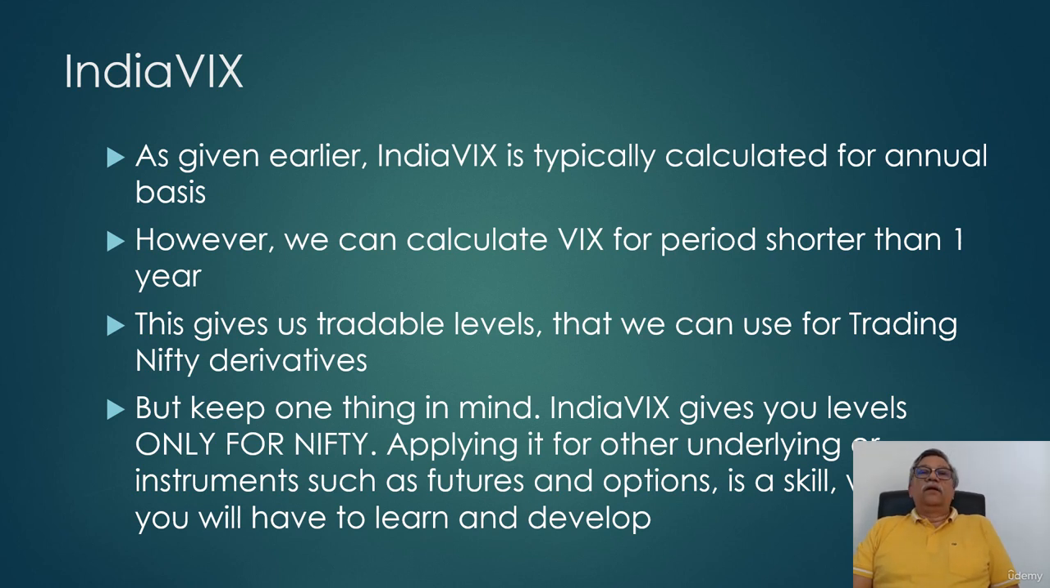For example, as there are 12 months in a year, you divide annual volatility by the square root of 12 and you will get monthly volatility. For weekly volatility, you have to divide by the square root of 52. For daily volatility, you have to divide annual volatility by the square root of 250, because there are approximately 250 trading days in a year.